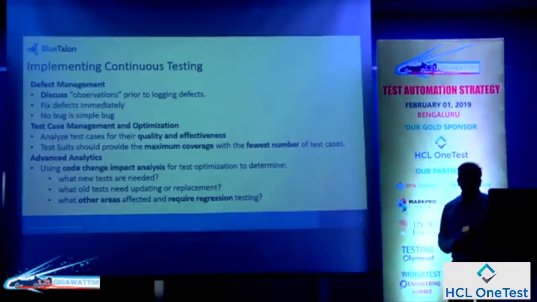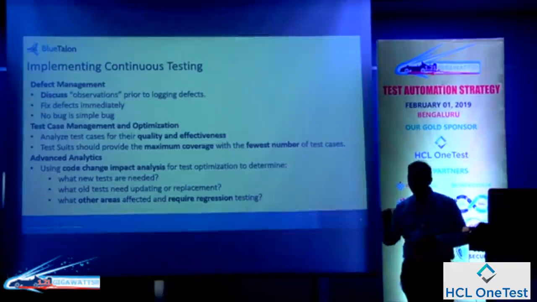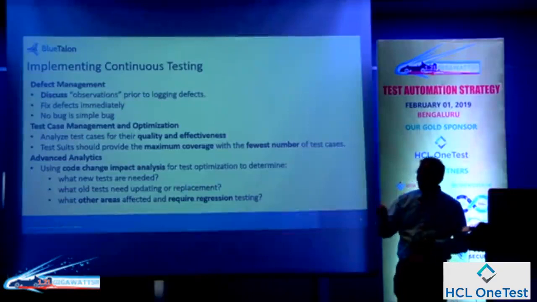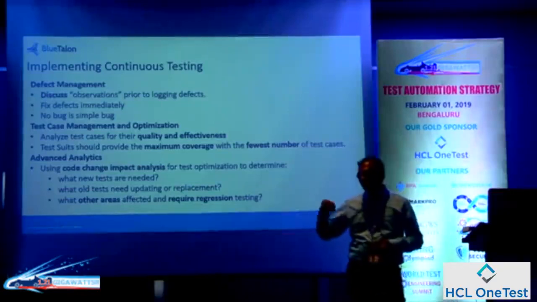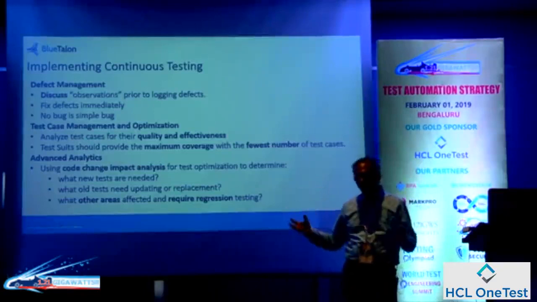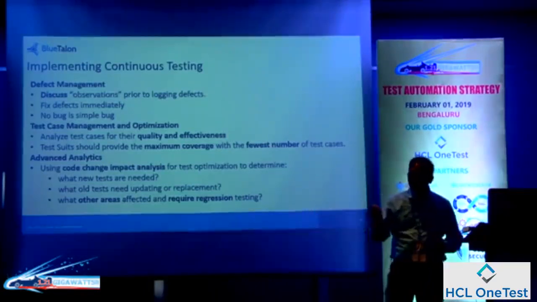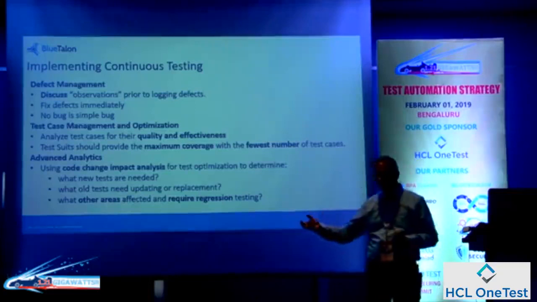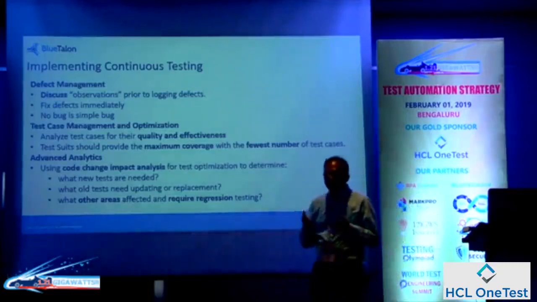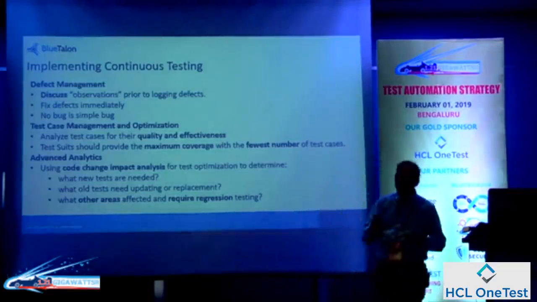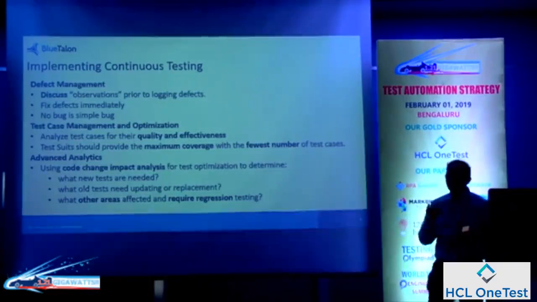You should probably do some of the analytics that I was talking about. By looking at where the code change has been done, it will automatically identify what components are getting impacted, what tests I need to run from my existing automation suite, and what new tests I need to build. All these things you should be able to figure out much faster. That is when you can enable continuous testing as well.